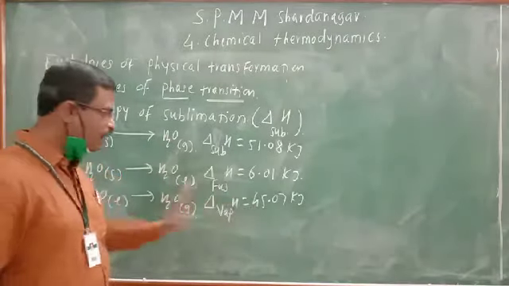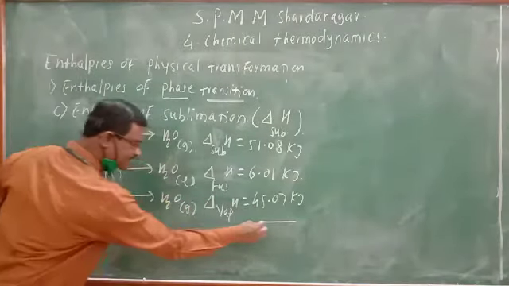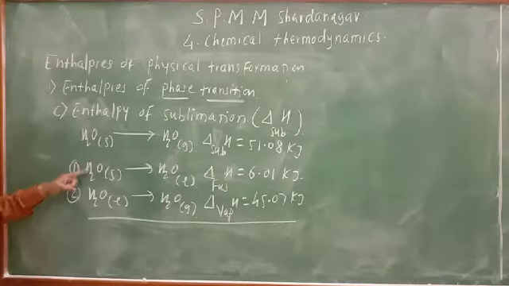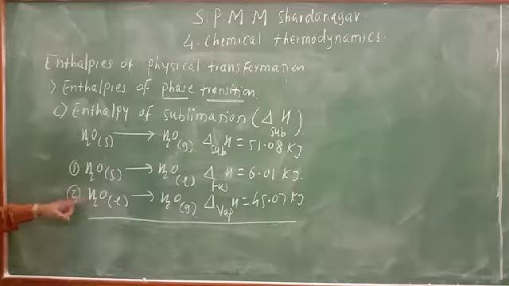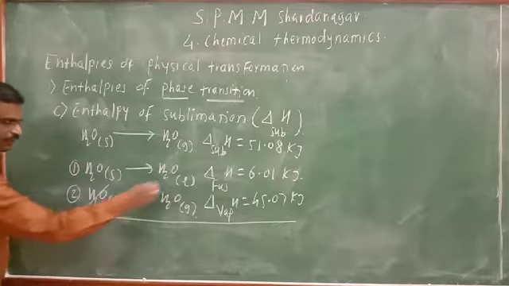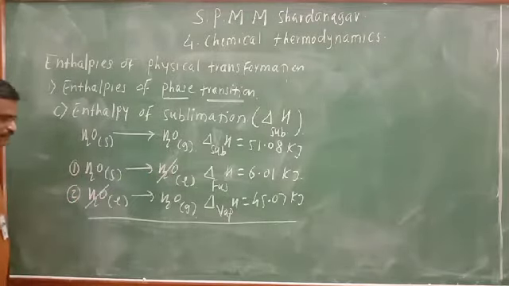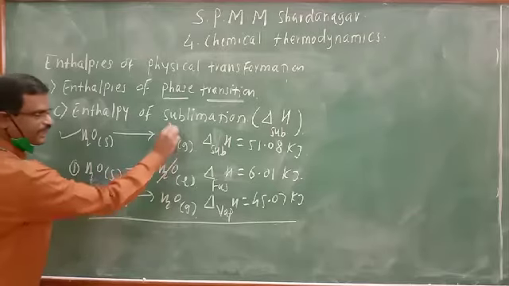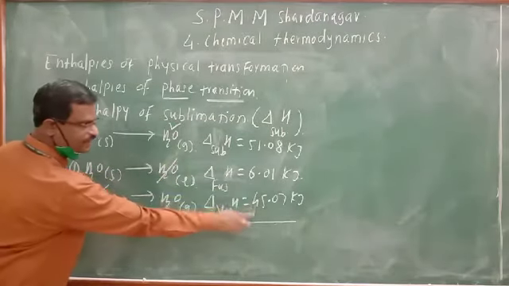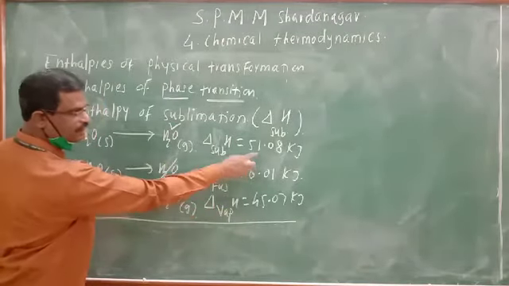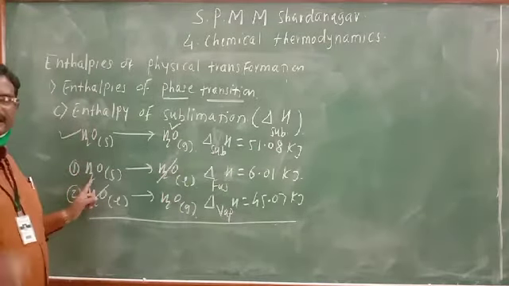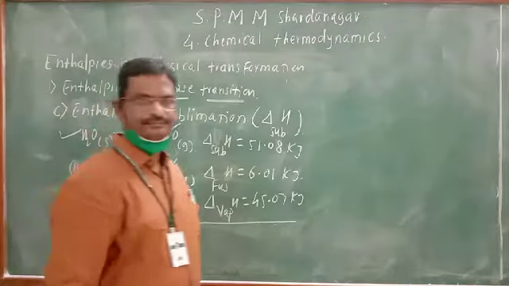Now, if we take the addition of equation 1 and equation 2, if these two equations are added together, what happens? H2O liquid and H2O liquid cancel. So what is the left side? Only H2O solid. What is the right side? Only H2O gas. And the summation of these two is nothing but 51.08 kilojoule. That is known as enthalpy of sublimation.